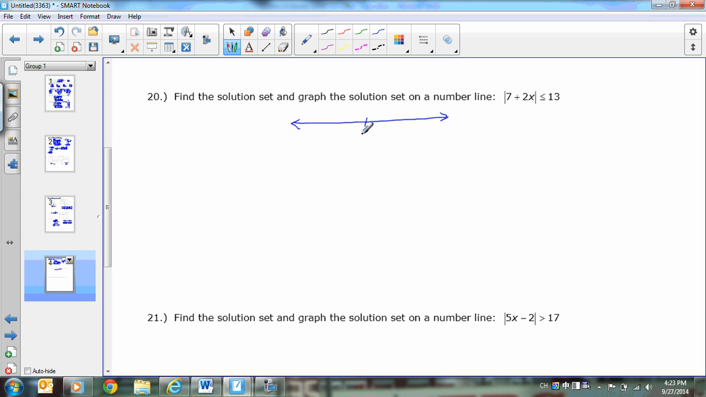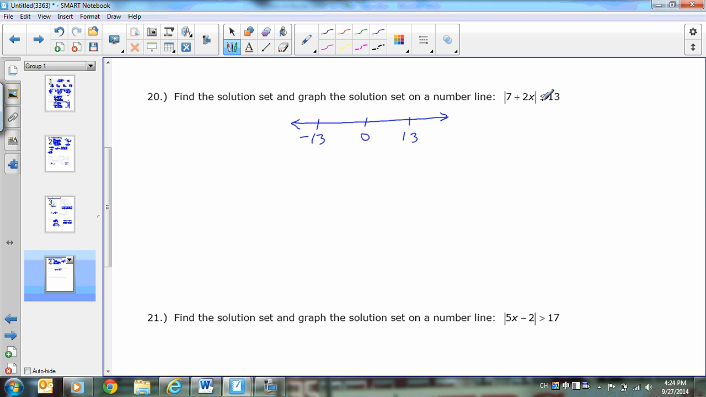So I'm going to put 0 on my number line. Let me fix that real quick. I'm going to put -13 on my number line and +13 on my number line. And let's think about, again, what absolute value means. Absolute value is a number's distance from 0. So I have an expression whose value is 13 or fewer, 13 or less units from 0.